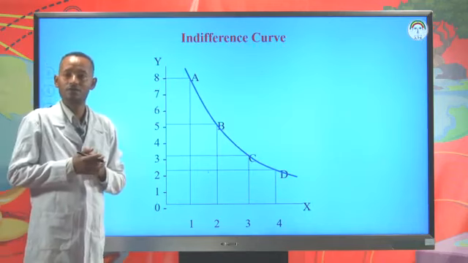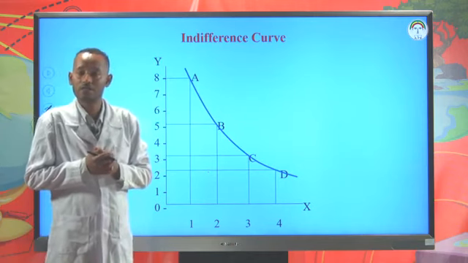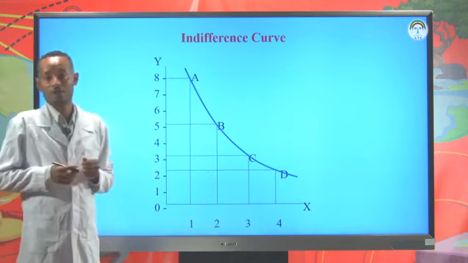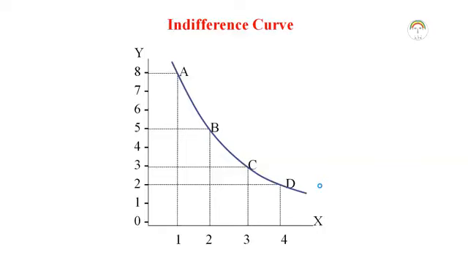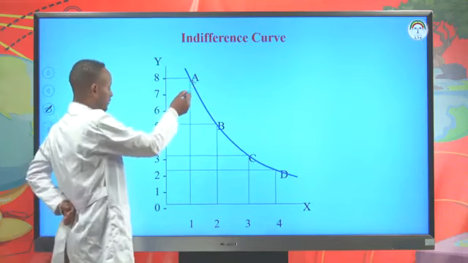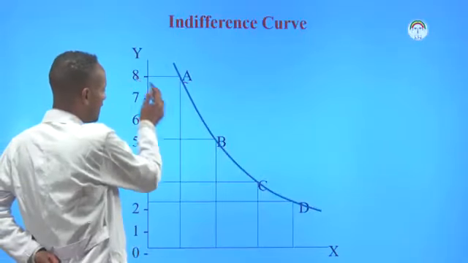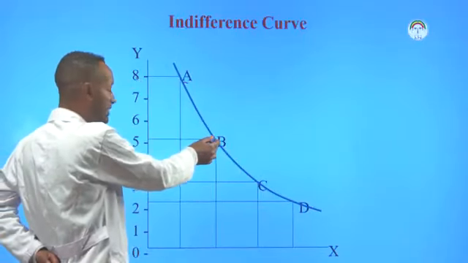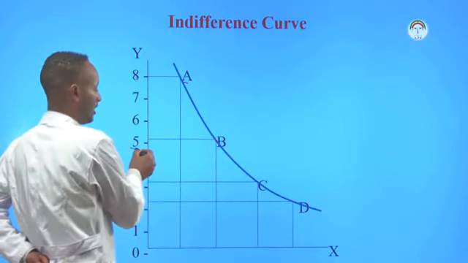The indifference curve shows the various combinations of 2 commodities that gives a consumer equal level of satisfaction. So this is the graphical presentation of the indifference sets. At combination A, the satisfaction that the consumer derives from 1 unit of X and 8 units of Y is equal to that of the combination B, which is 2 units of X and 5 units of Y.